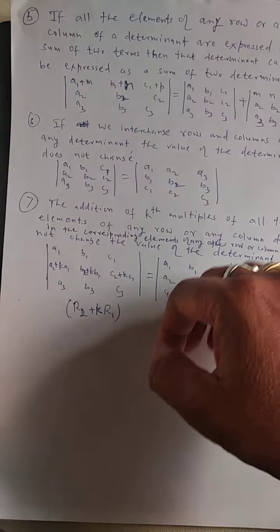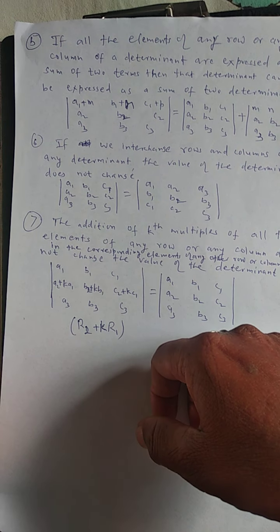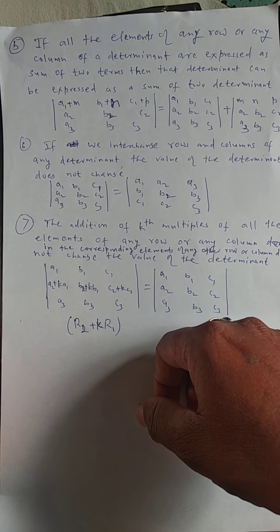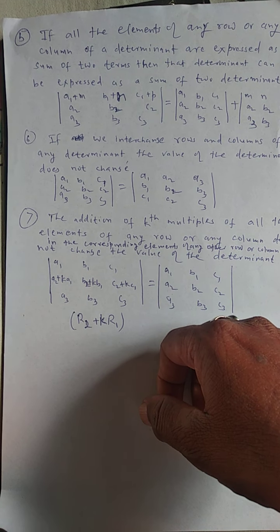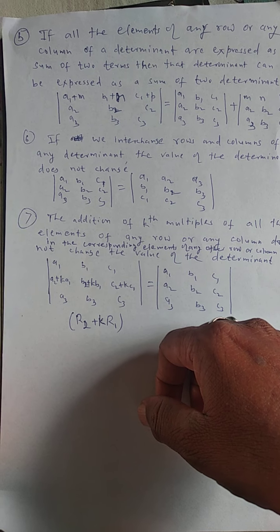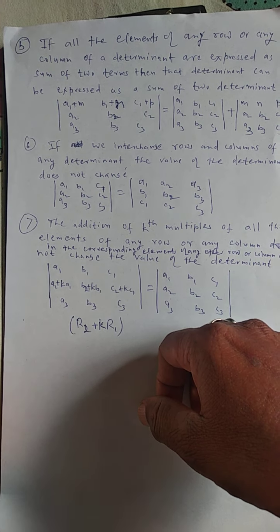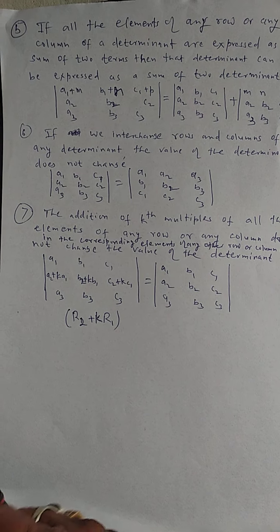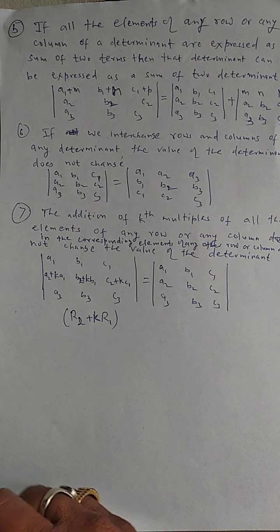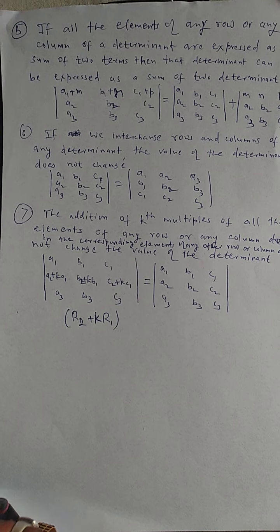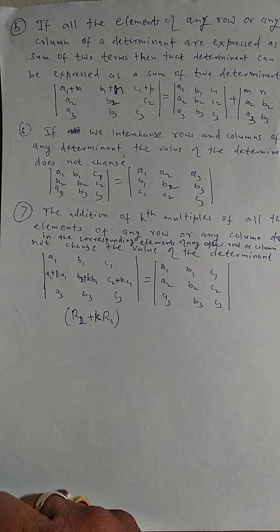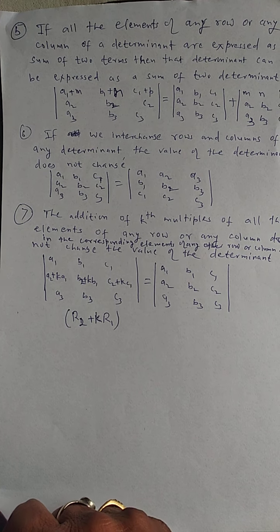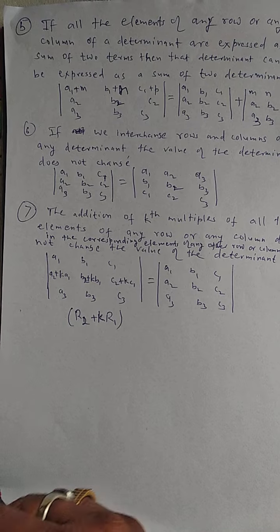So be careful with all these things and try to solve more and more examples. Practice becomes very easy for you, and the subject becomes easy after sufficient practice. Practice and practice is the only way to become perfect in mathematics.